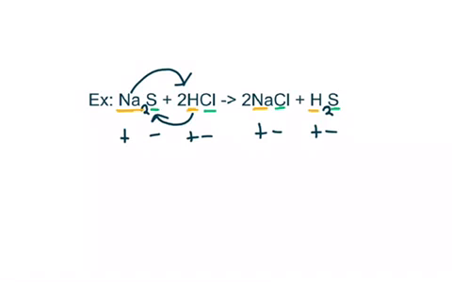The cation, being the sodium, always goes with the anion in the other compound, which would be the chloride. The hydrogen will go with the other anion because you can't have 2 cations or 2 anions in one compound.